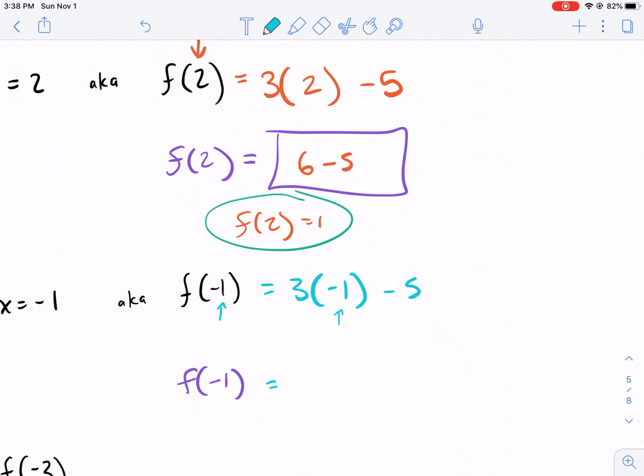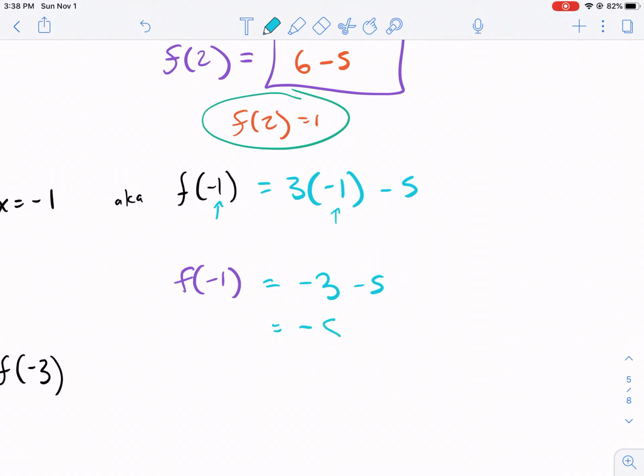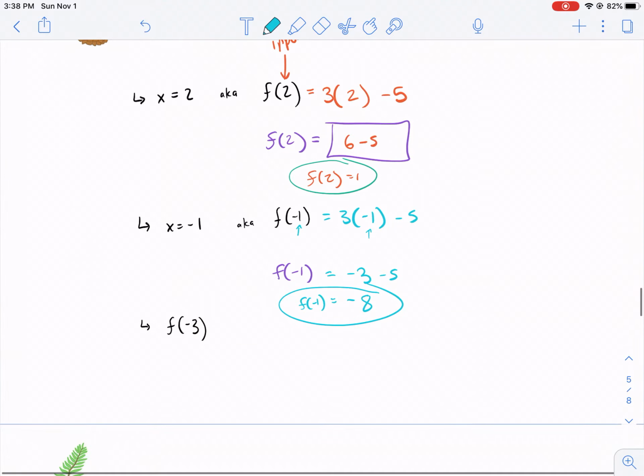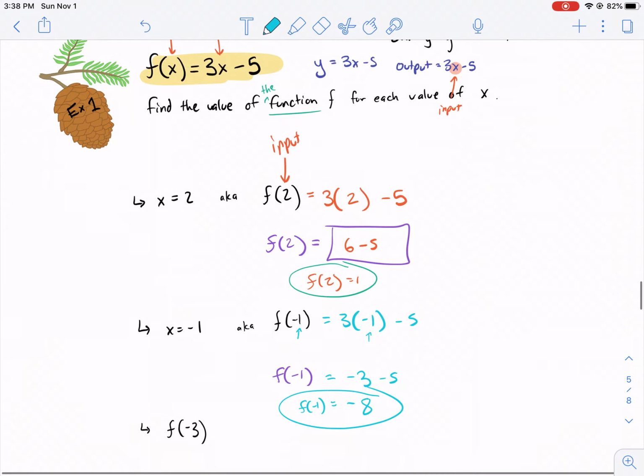So we get 3 times negative 1 gives us negative 3 minus 5. They're both negatives. They're going to become more negative, and negative 8 is the value of f of negative 1. So pretty simple here. Essentially, this is just substitution. Another way to think of it is substitution.